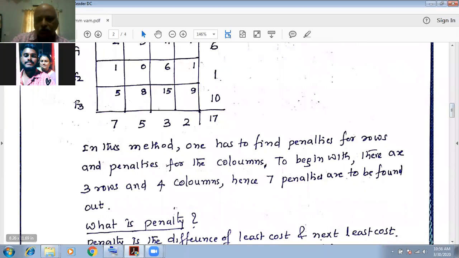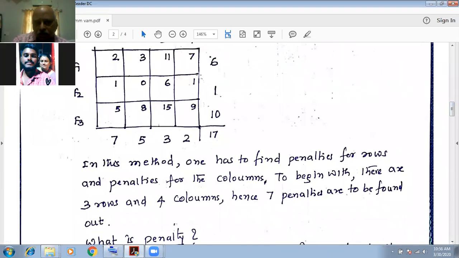So there are 3 rows, and there are 3 row penalties. There are 4 columns, therefore there are 4 column penalties. Means to start with, there are 7 penalties to be found out. So then the question comes, what is penalty?